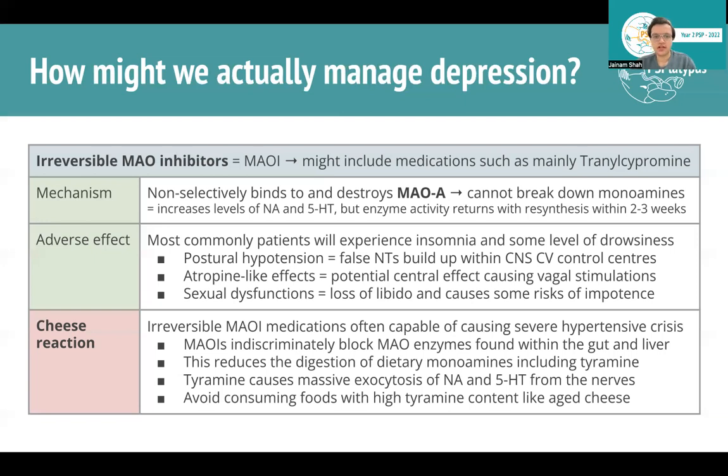And if you have too much tyramine in your body, it causes a massive exocytosis of noradrenaline and 5-HT from the nerves, which leads to the hypertensive crisis. So if you're on these medications, you should tell patients to try and avoid consuming foods with a high tyramine content, like aged cheese.